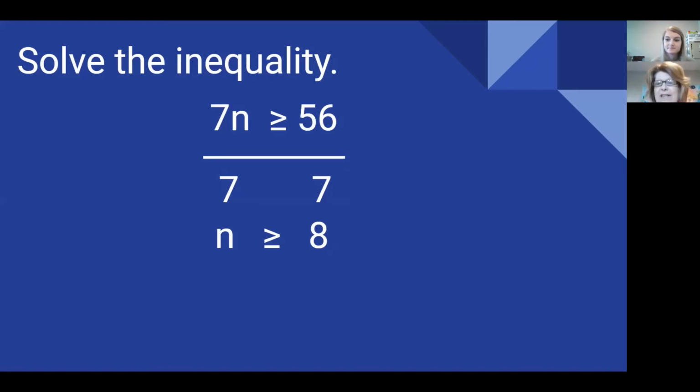Can 8 be my answer, Mrs. Zimmerman? Yes, it can. Why? Well, because it's greater than or equal to. It has the equal sign, so it can equal 8. That's right. Okay, let's go to the next one.